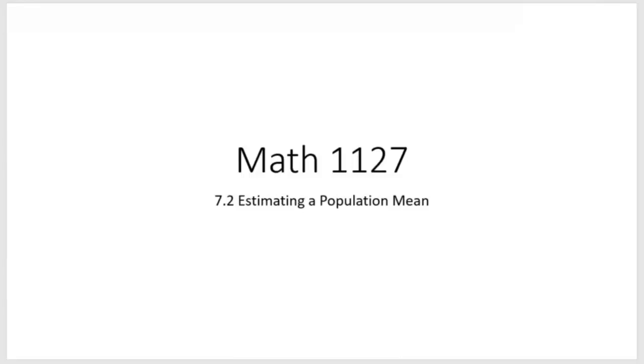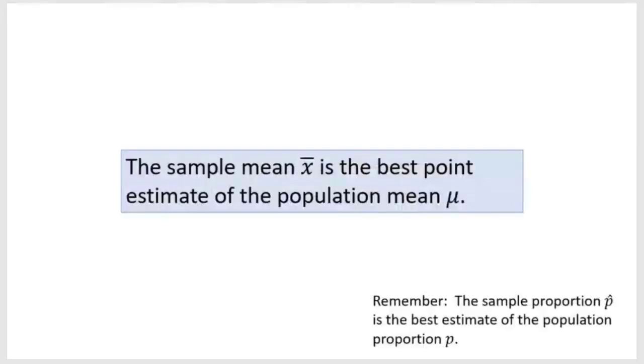During our last lesson, we looked at estimating a population proportion. This one is related to it in that we're still making an estimation of a parameter for a population, but this time we will be looking at the population mean and how we can estimate what that would be. And again, this kind of parallels what we looked at before. The sample mean, which is X bar, is the best point estimate you can use for the population mean mu.